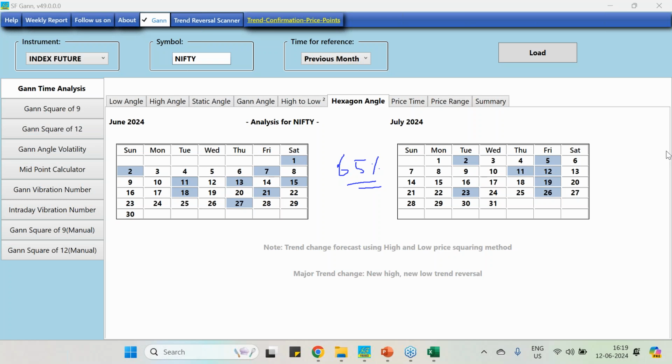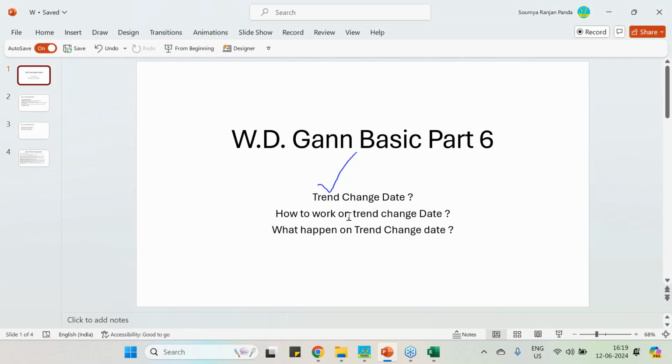So we had a domestic election and other things. Those issues are news based or event based. When there is a quiet market, it respects the trend change date. So what do you need to do on these dates? First you understood what a trend change date is and how to work on it. Opposite price action will happen.